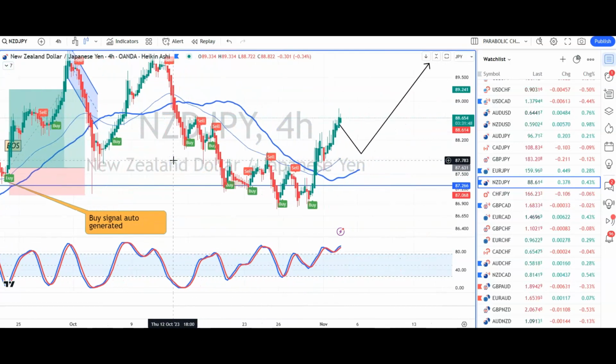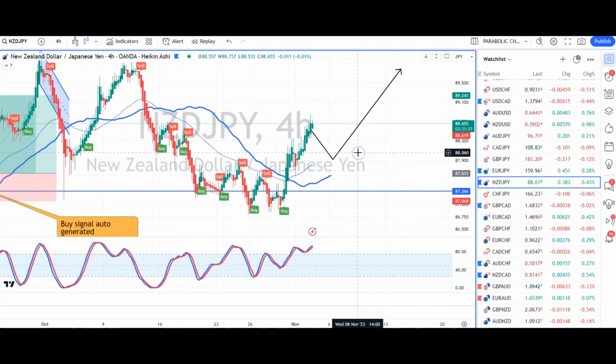So now I'll go through each pair that has parabolic trends intact, and then we can look at where we're going to enter on a swing trade if that's what you want to do. So this is the New Zealand yen, just gone parabolic to the upside along with the euro yen. So remember, if you're swing trading, you don't want to be buying here.